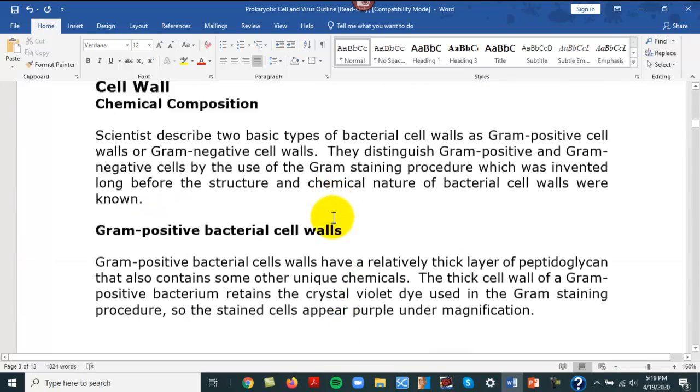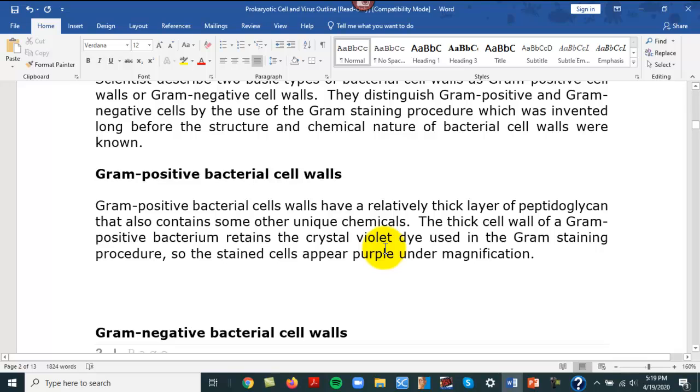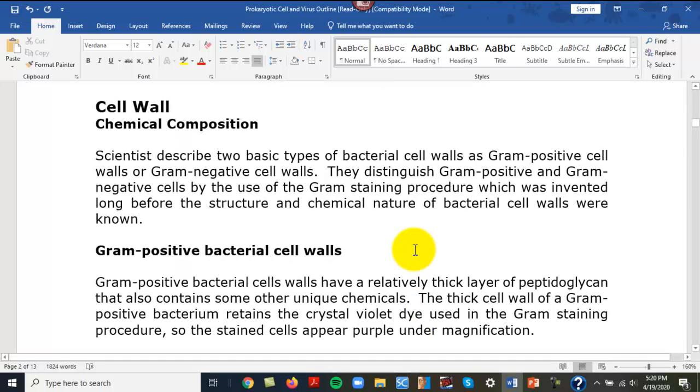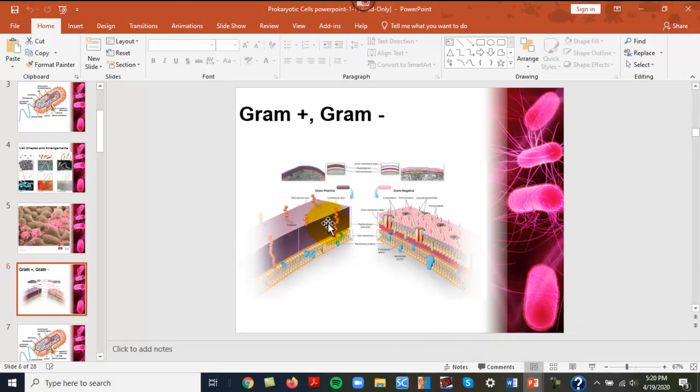Now, I don't have it here, and I don't want to add a lot of extra things that we're not covering, but there was a guy named Hans Christian Gram, and he came up with the gram staining technique. It involves crystal violet, which is purple. Acetone alcohol is called a decolorizer. And iodine is used, and then another dye called safranin that's red. And what you would do is you would put some cells on a slide. You would then flood the slide with crystal violet for 1 minute. You let it sit there.